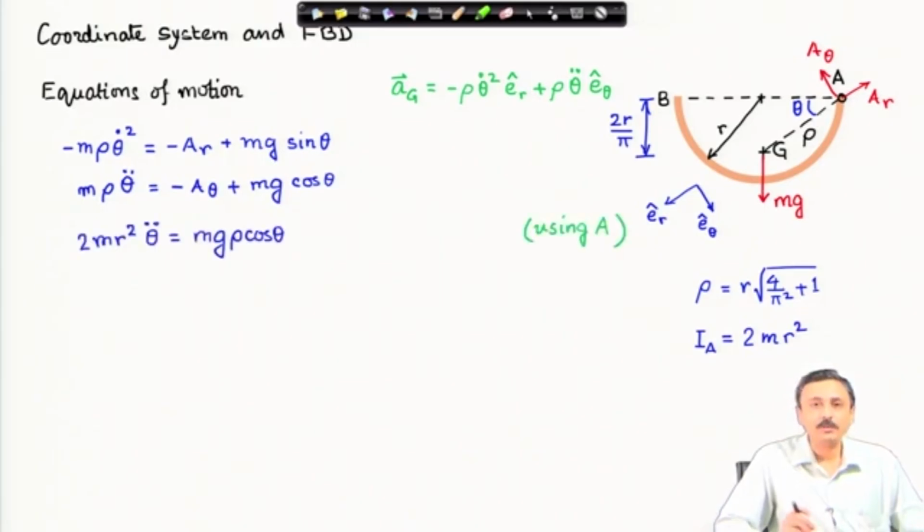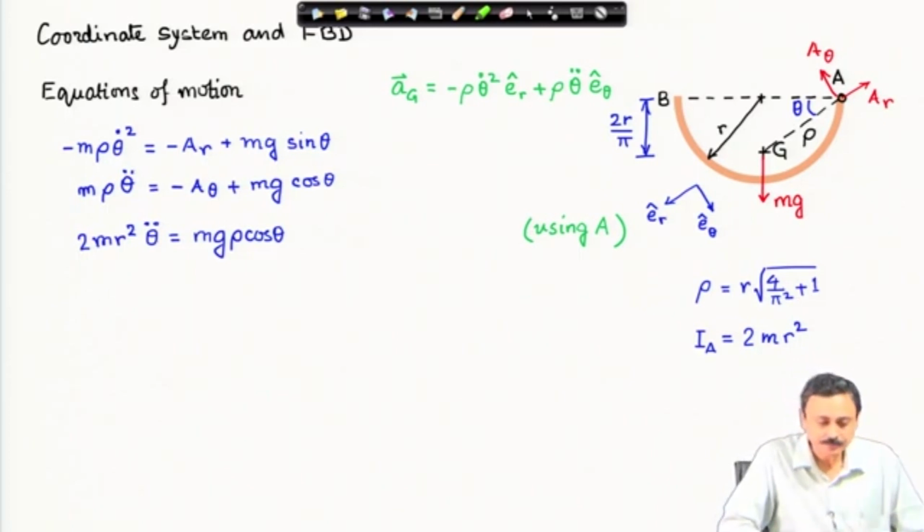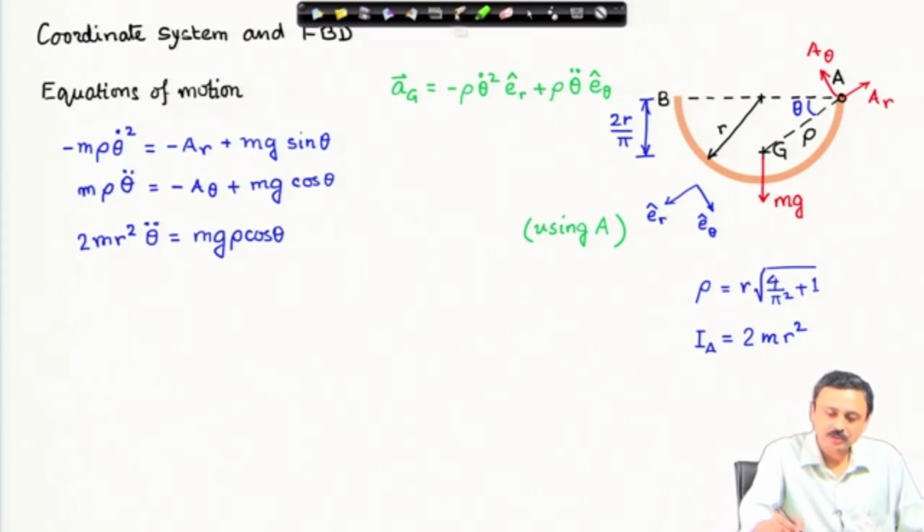I am using the point A to write the rotational dynamics equation, and that is why I have the moment of inertia about A, which turns out to be 2 times mass times radius squared. Moment of inertia times angular acceleration must be equal to the moment about A, which is m g rho cosine theta. We have a moment only because of the weight. The plan is to calculate the angular acceleration as soon as it is released, and then find the forces at the hinge.